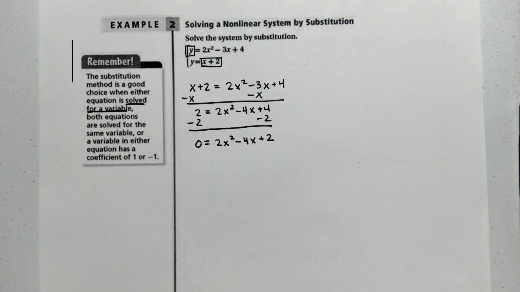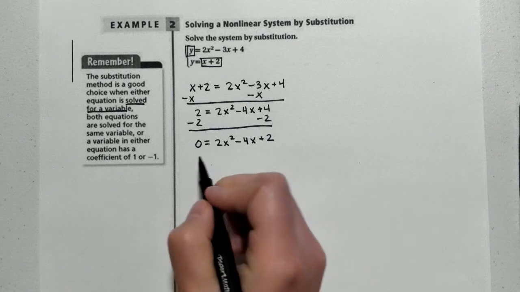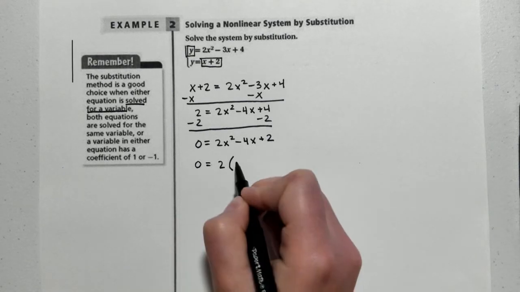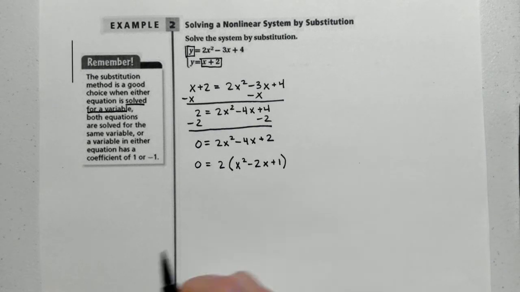Then from here, the first thing you always want to do when you're looking at quadratic equations is see if there's a GCF. And there is. 2, 4, and 2, I can pull out a 2. So I'm going to rewrite this. So I'm going to pull out a 2. So what's left is x squared minus 2x plus 1.